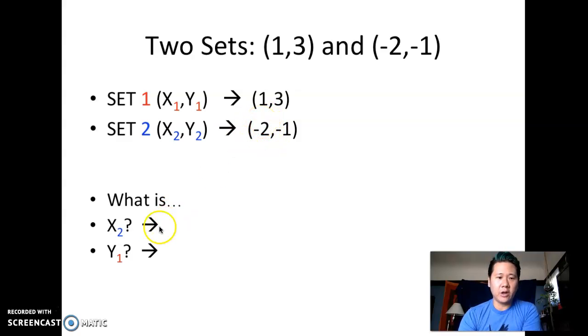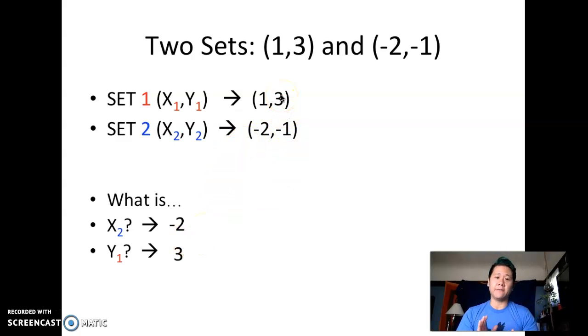And let's go ahead and figure out what y1 is. That 1 tells me it's in our first set, so I'm going to go back to our first set and find out where that y is. Y is always going to be in the second spot. So in my first set, the second spot is 3. So x2 should equal -2, and y1 should equal 3.